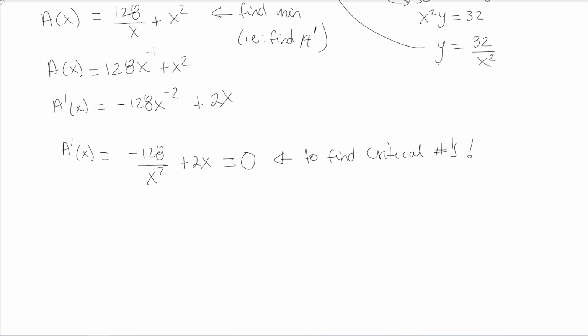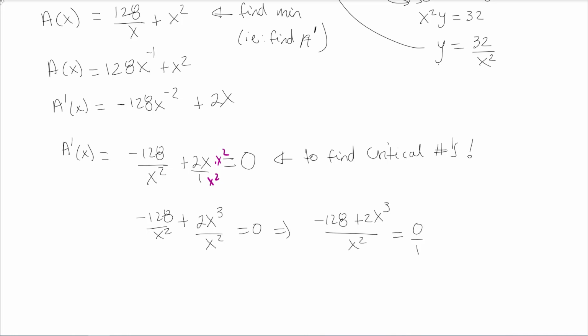And solve for x. So here you can get a common denominator, which is x squared. So I'm going to have negative 128 over x squared plus, I need to multiply this by x squared to get my common denominator, so 2x cubed over x squared equals 0. That gives me negative 128 plus 2x cubed over x squared equals 0.